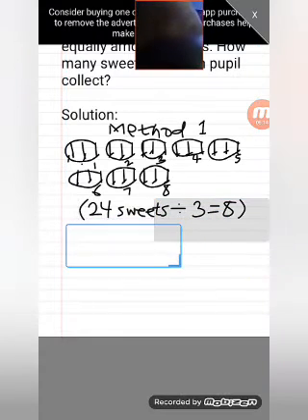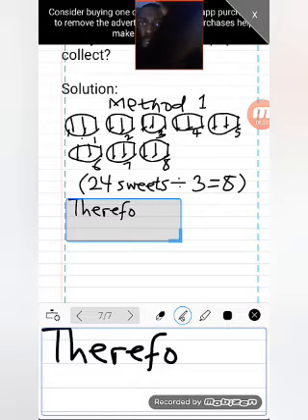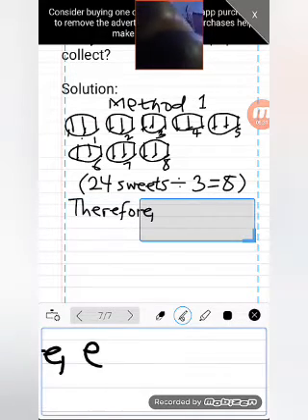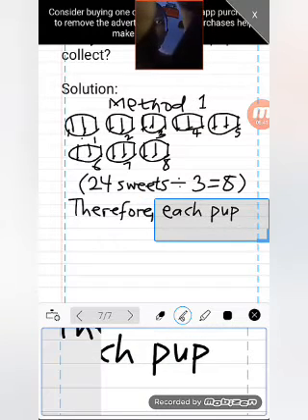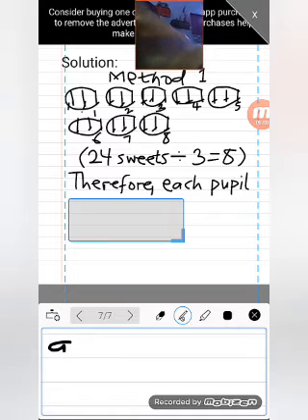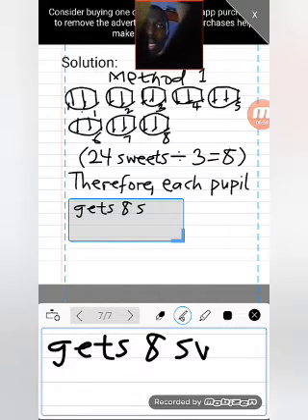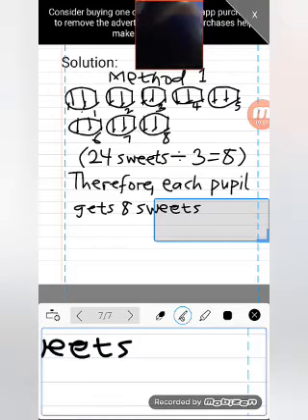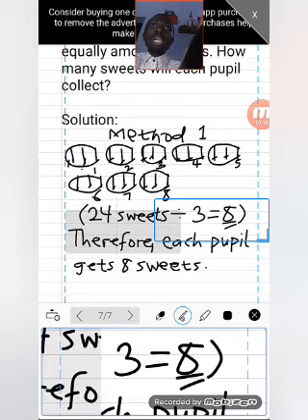So therefore each pupil gets 8 sweets. So that is the answer. 8 is the answer because we divided 24 sweets by 3 and we are getting 8.